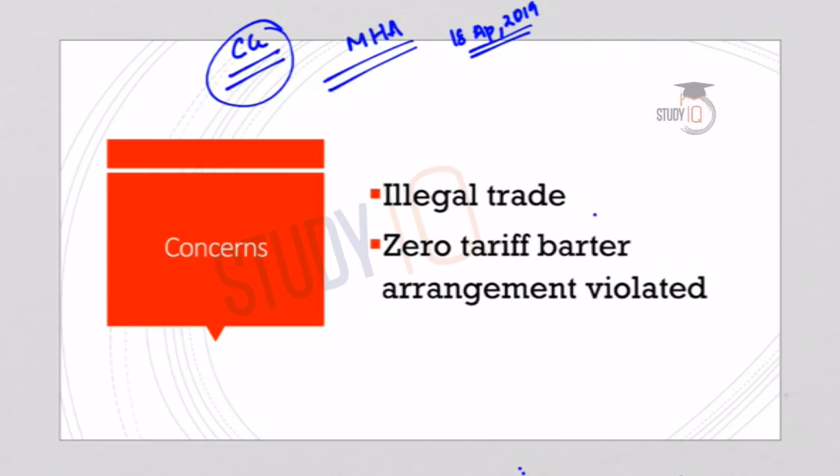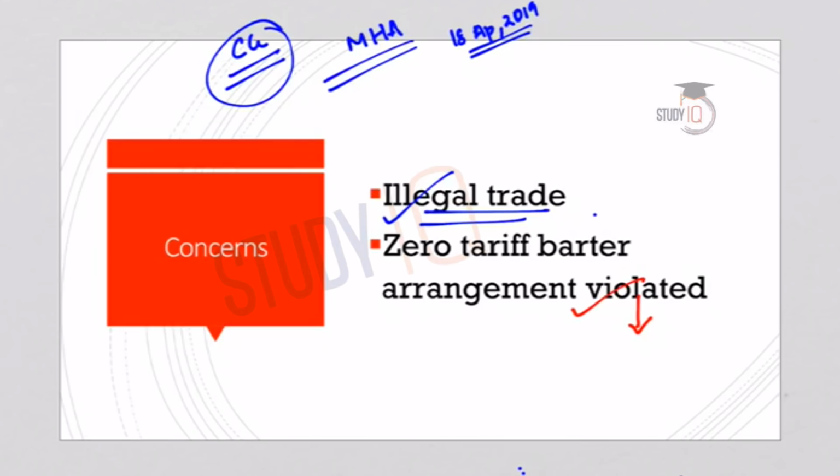The first reason is that the government cited concerns about illegal weapons, narcotics, fake currency, etc. being transported to India from the Line of Control. So that was the first reason, the illegal trade activities carried out across the Line of Control. The second concern of the government was that the zero tariff barter arrangement was being violated. This was done through undervoicing and exchange of third-party items, for example the US originated California almonds. Such third-party items were being exchanged through the Line of Control. So these are the arguments of the government in suspending the trade across the Line of Control.